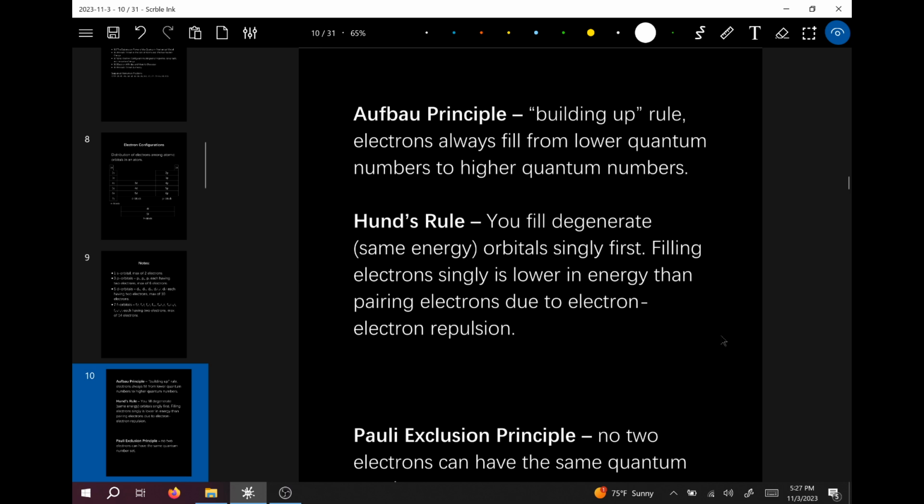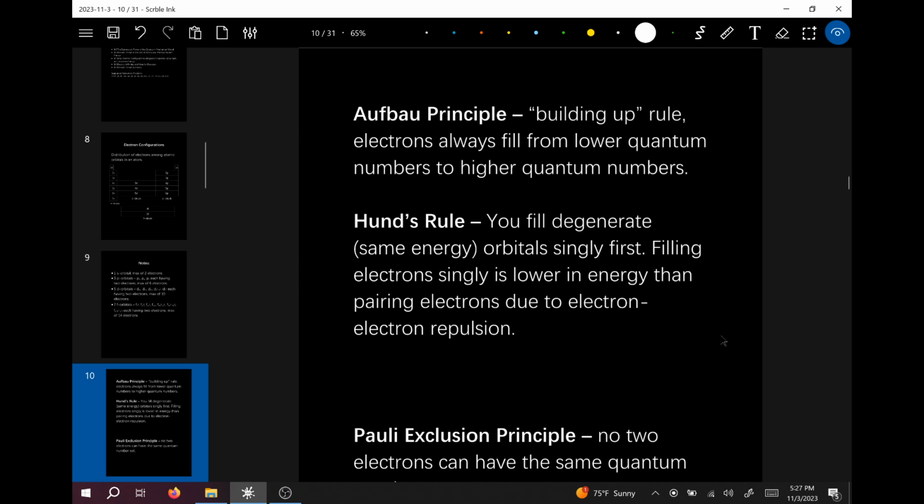The second rule that we have to obey is called Hund's rule. Hund's rule is a little bit more detailed into how we fill our electrons into these atomic orbitals. It says you fill degenerate. Now, when you see the word degenerate, it's a very fancy word for same energy. That's all degenerate means. You fill degenerate, same energy orbitals singly first. Filling electrons singly is lower in energy than pairing electrons due to electron-electron repulsion.